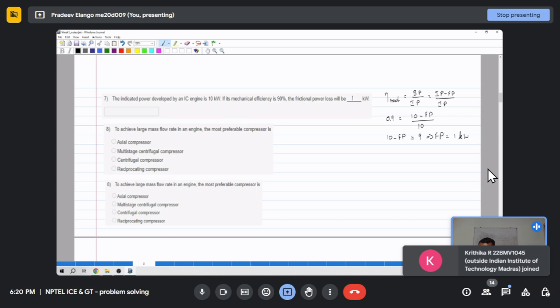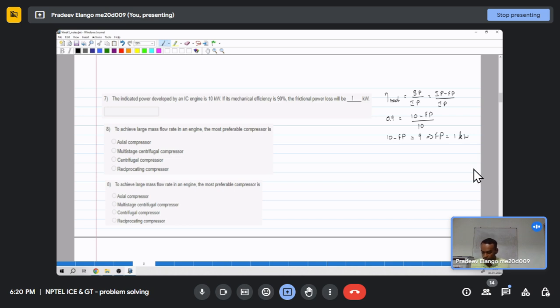To achieve large mass flow rate in an engine, the most preferable compressor is: axial compressor, multi-stage centrifugal compressor, centrifugal, or reciprocating compressor. For more mass flow rate, we prefer the axial compressor, and for more pressure ratio, we prefer the centrifugal compressor, which we will be seeing later. So, again, the axial compressor.